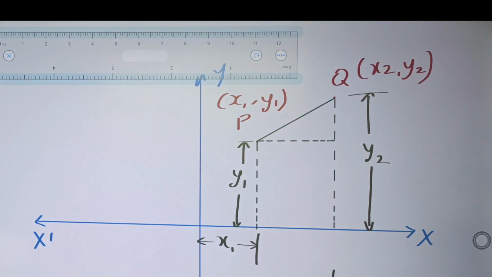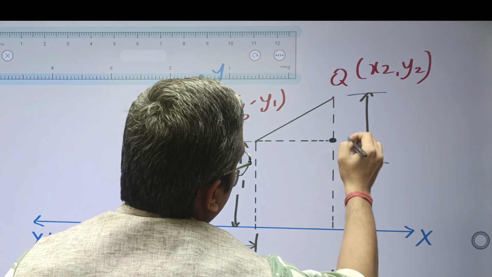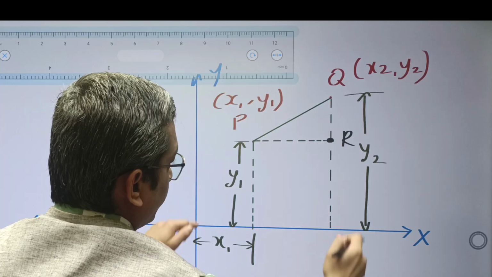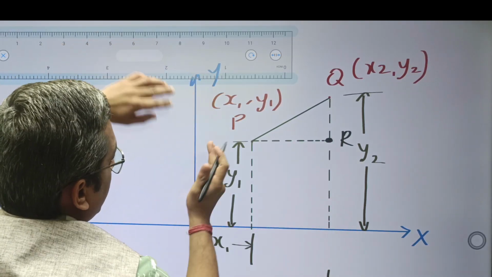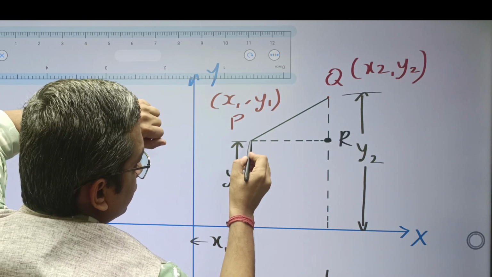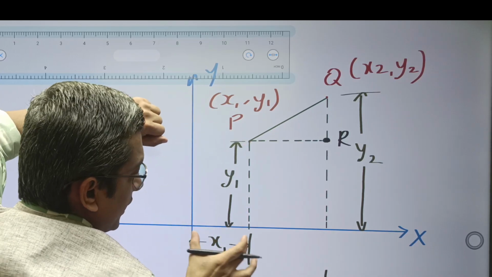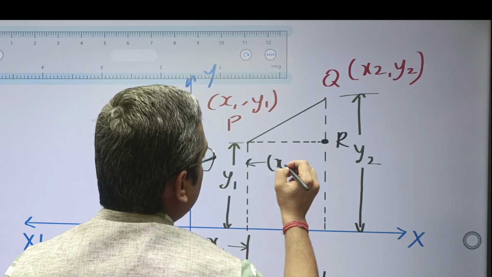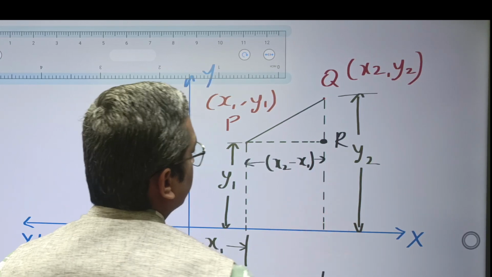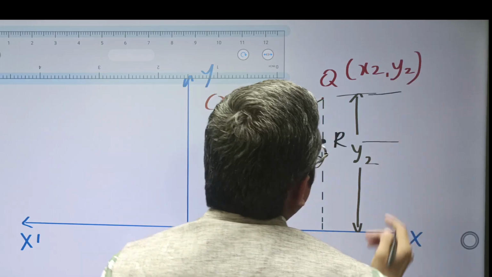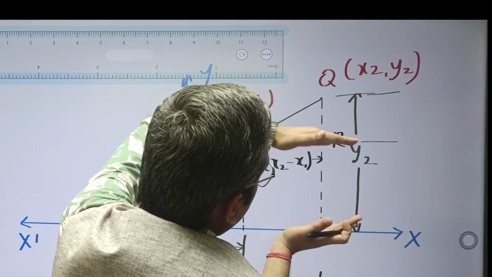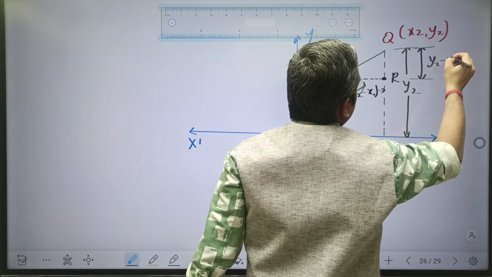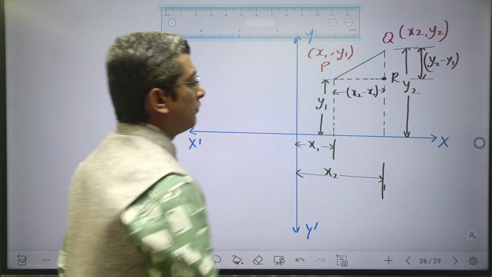Now let us suppose this point is R. Now observe carefully. This whole distance is x2. That is the distance of R from the y-axis is x2. The distance of point P from the y-axis is x1. So this is x2, this is x1. So this distance is x2 minus x1. Similarly, this whole distance is y2 and this is y1. So the distance QR is y2 minus y1.